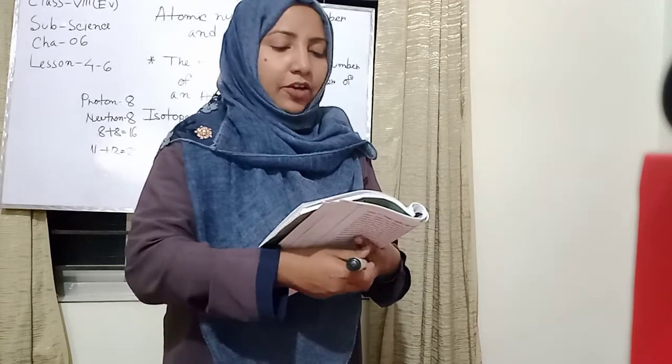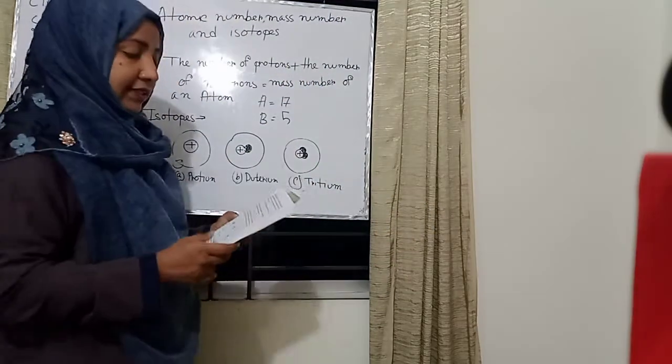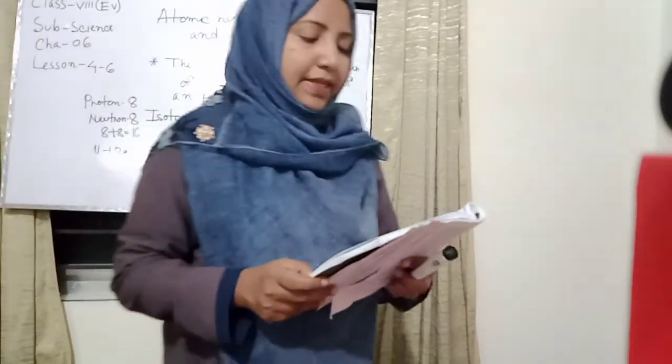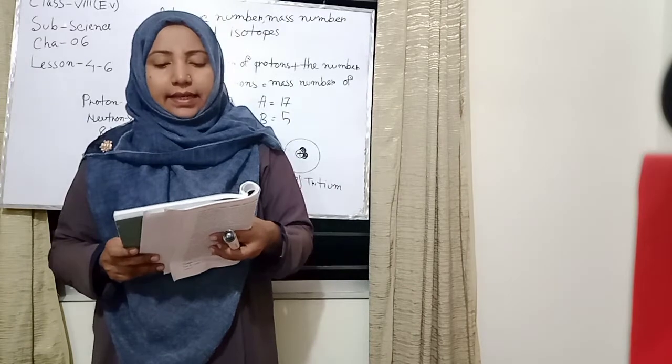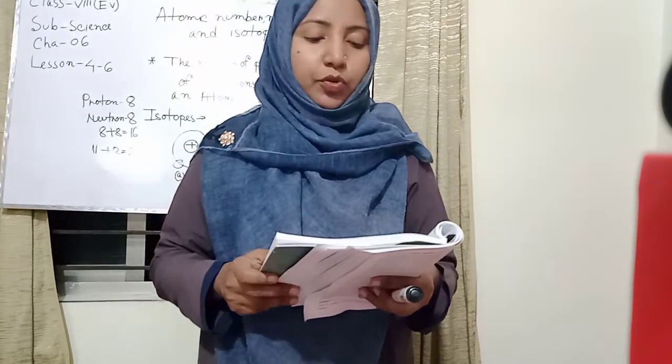Now, the atomic number of element A is 17. Since the atomic number is equal to the number of protons, the number of protons in the atom of the element is 17. Again, the number of electrons in an atom is equal to the number of protons. So, the number of electrons is 17.